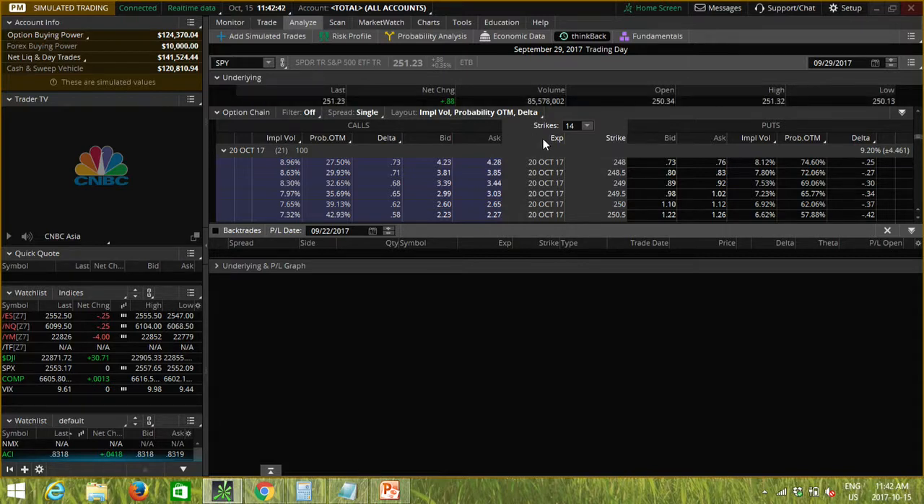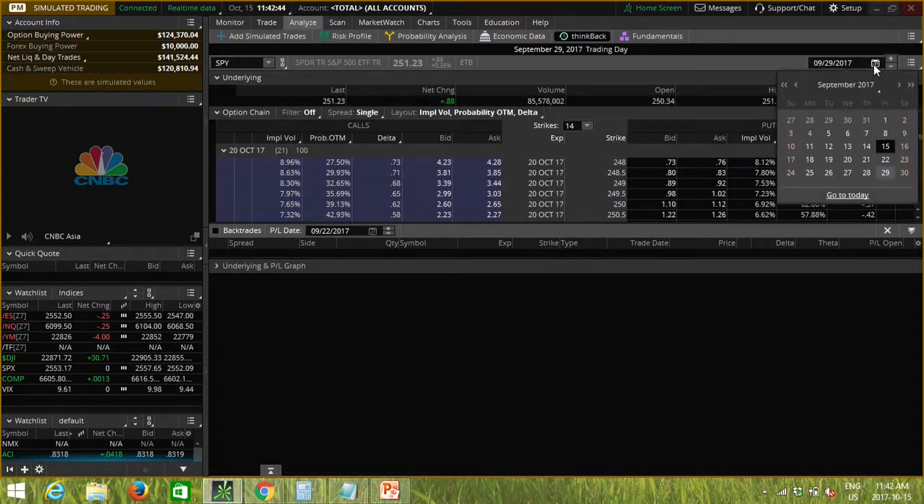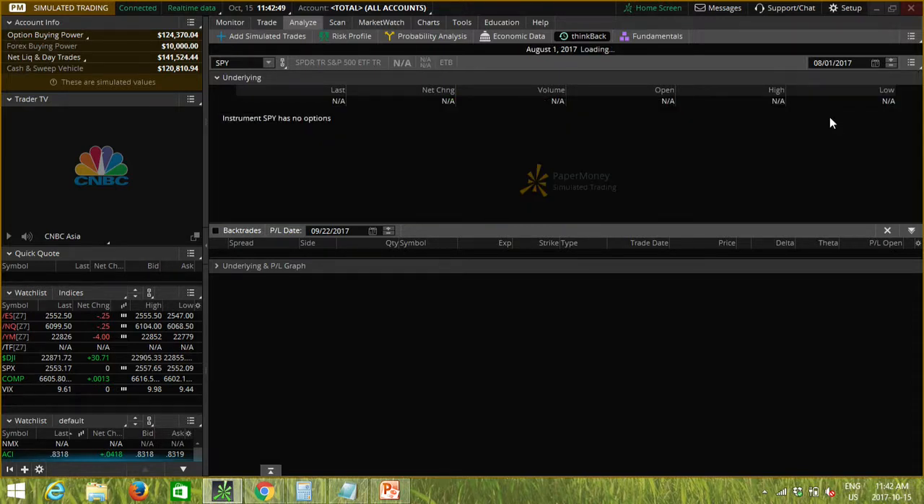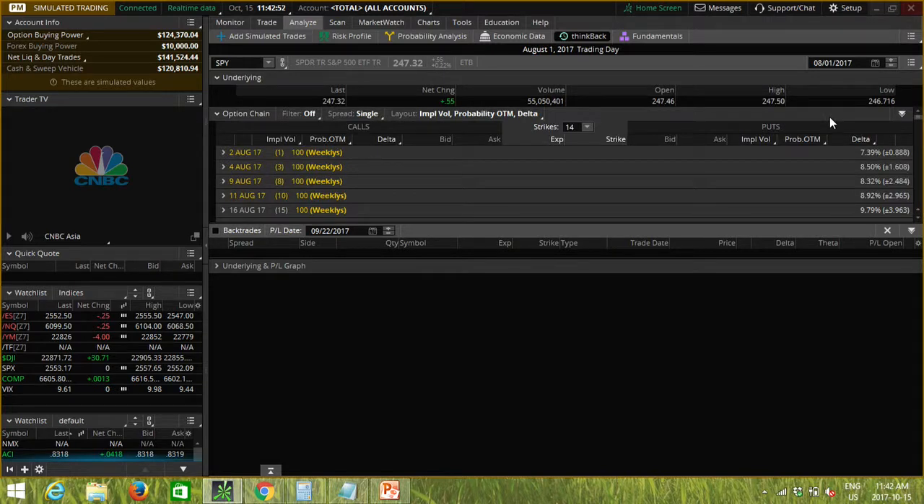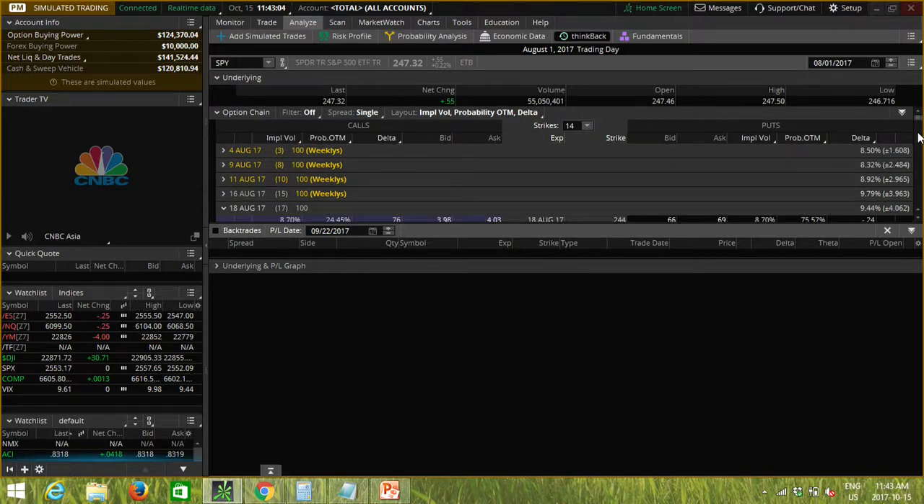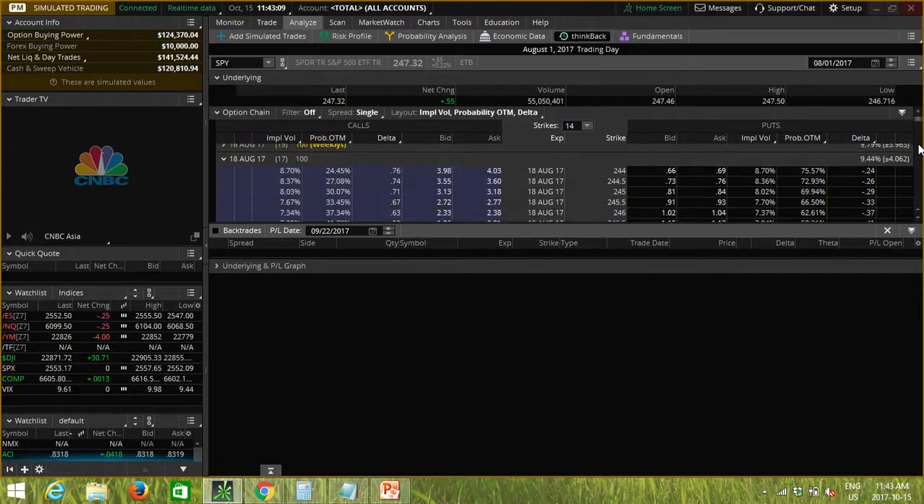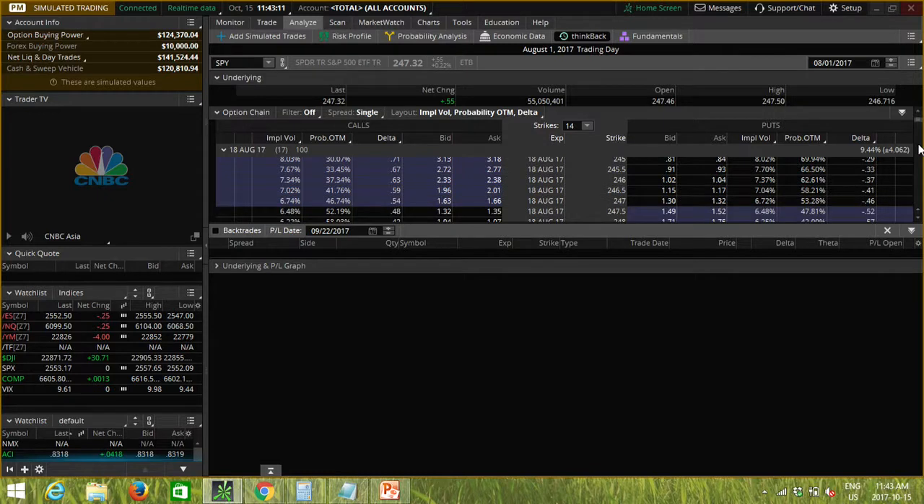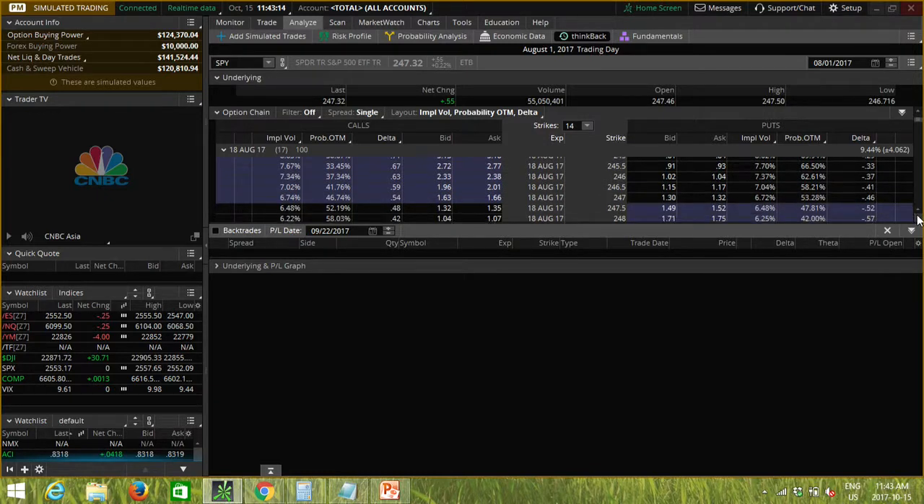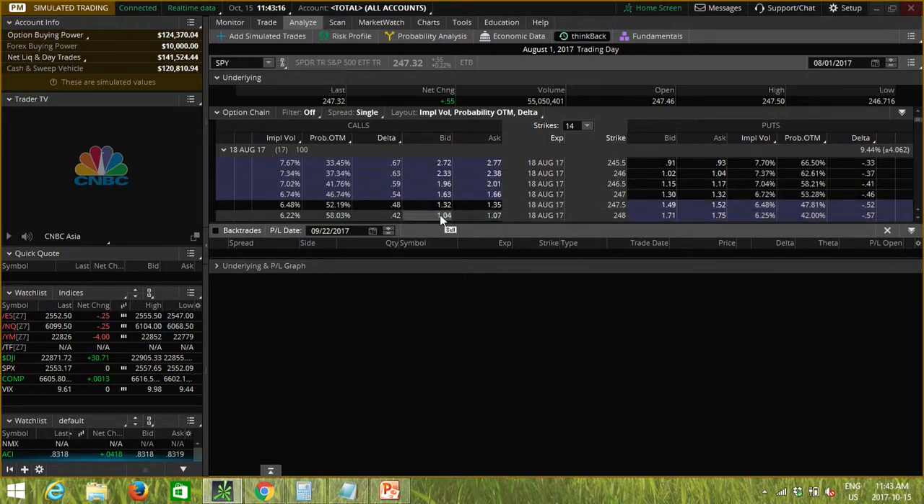I was just playing around with a couple of scenarios. We're going to go back to August the 1st. The SPY was 247.32 at the time. So let's say we sold a 248 call in August. That's the short dated one. The premium would be $1.04.